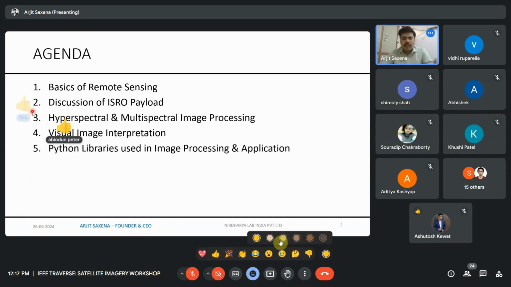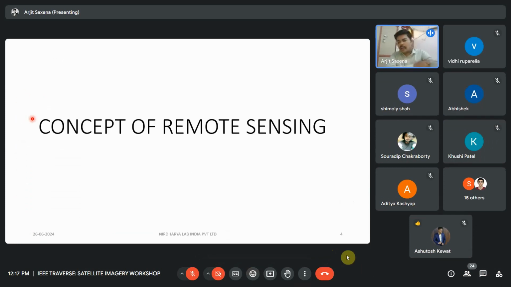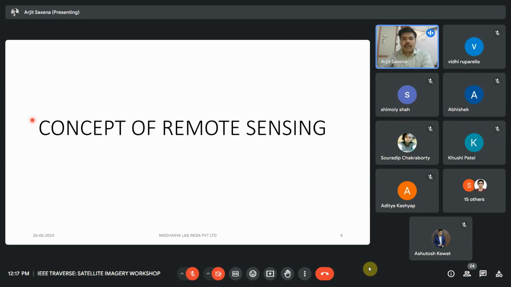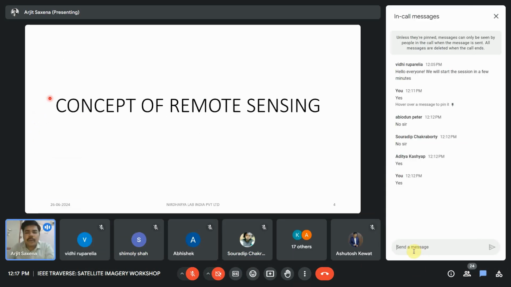Now, firstly, what is remote sensing? The concept of remote sensing. I will be dedicating 70% of this session to this particular topic, because this is important. If you don't know about remote sensing, you cannot jump directly into visualizing our image. What is remote sensing?